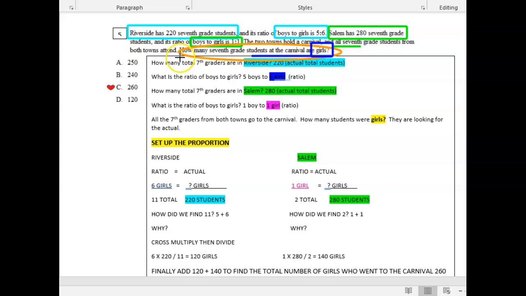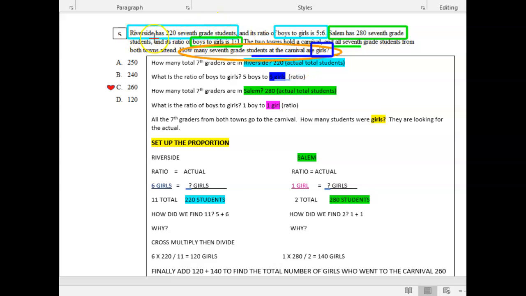But remember, we need the total number of girls that attended the carnival from both towns. Both towns attended, right there in the text. So I'm going to add the number of girls that attended from Riverside to the number of girls that attended from Salem. 120 plus 140 will give me the total number of girls who attended the carnival. 260 girls.